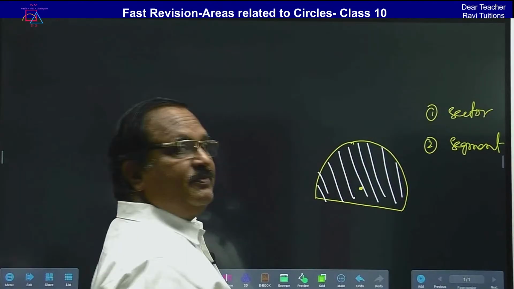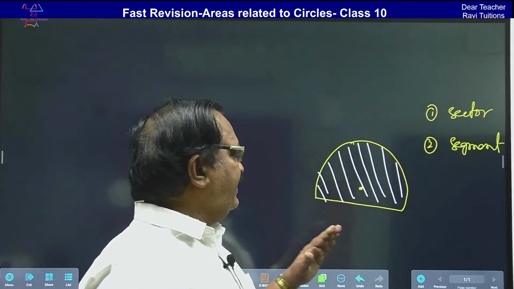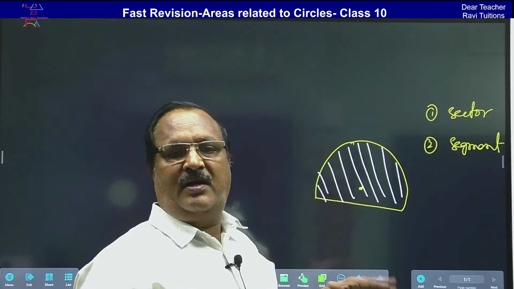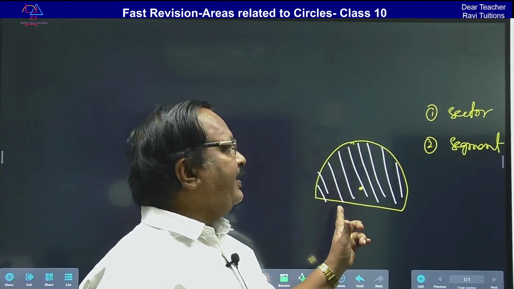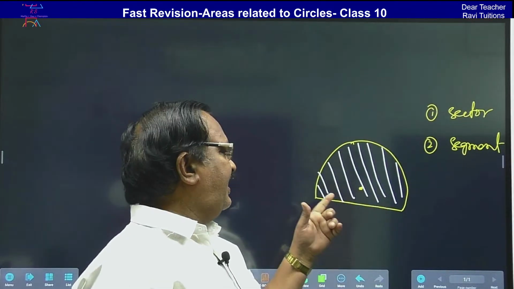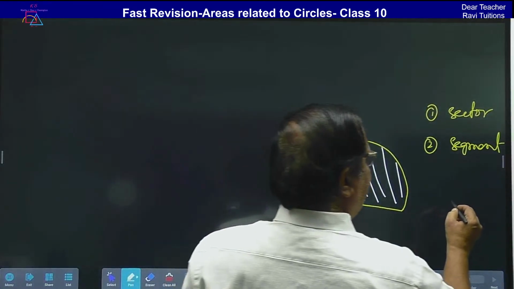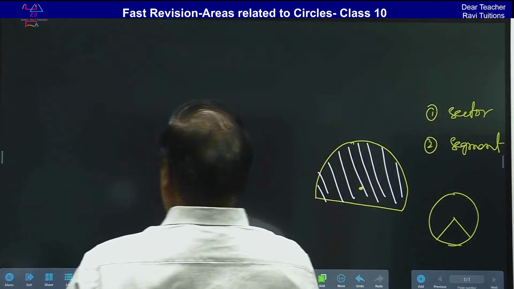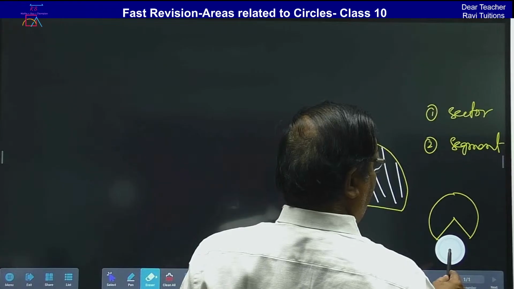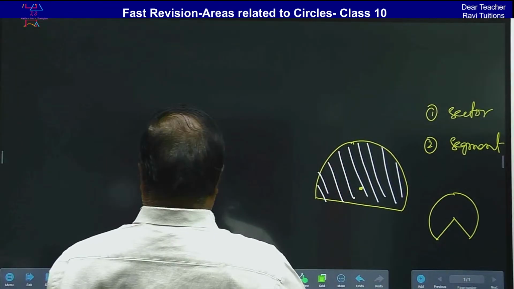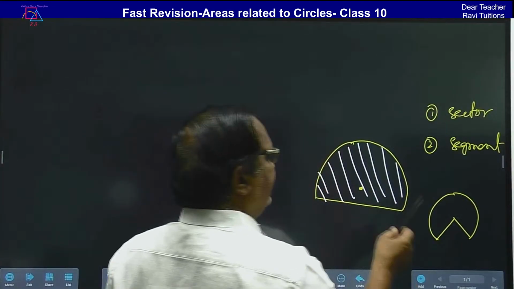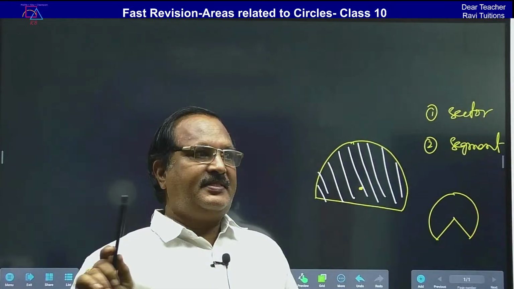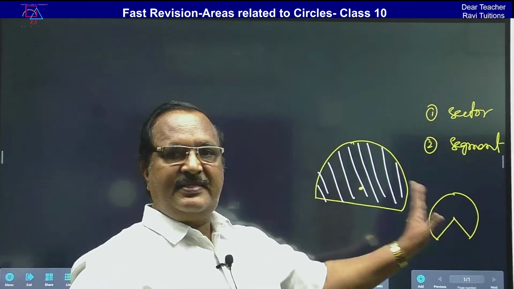The difference between segment and sector is that a sector has radius, a segment has a chord, one line chord. This is the sector. So a sector has radius, a segment has chord. One side arc will be there, one side segment will be there. So this is segment and this is sector.